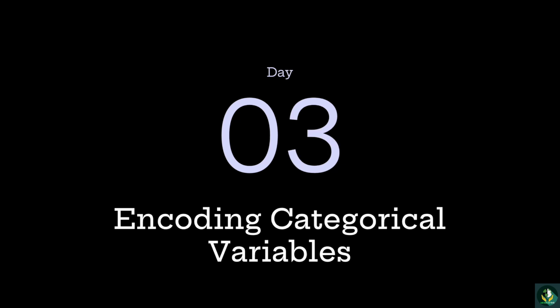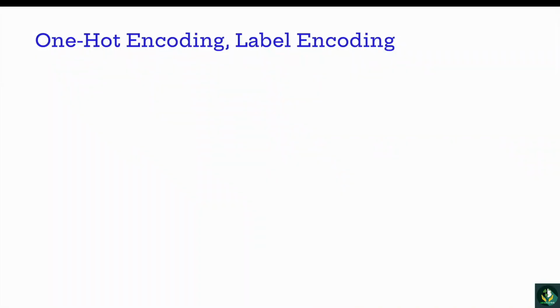Day 3, Encoding Categorical Variables. Today we're going to look at one-hot encoding, label encoding, and their applications first.